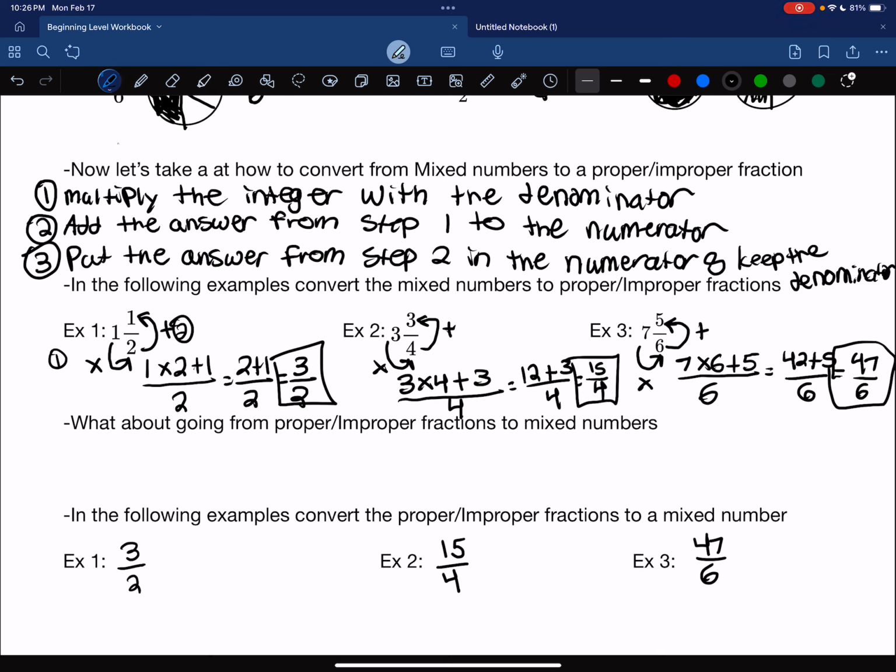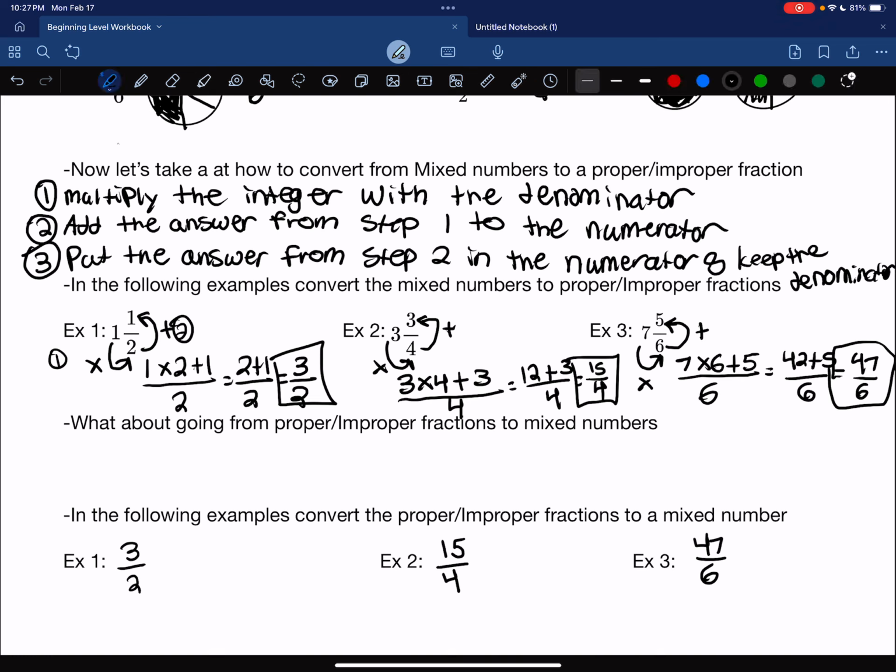Now, our last topic in this section is how to go the opposite way, when you're given this fraction, how to go from this fraction to this fraction. So how to go from here to a mixed number. So that's what this question is asking. What about going from a proper and improper fraction to mixed numbers?